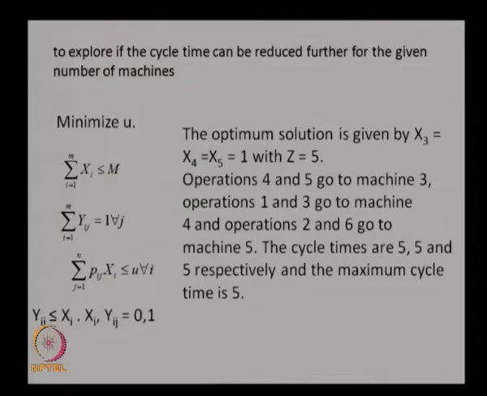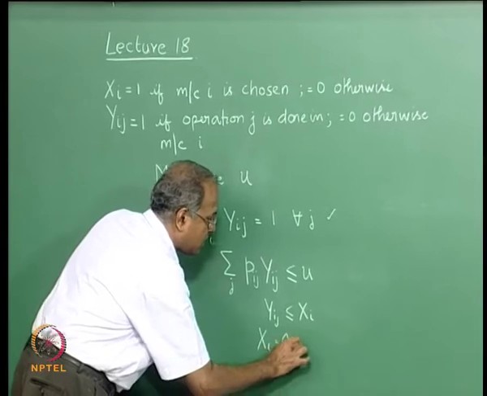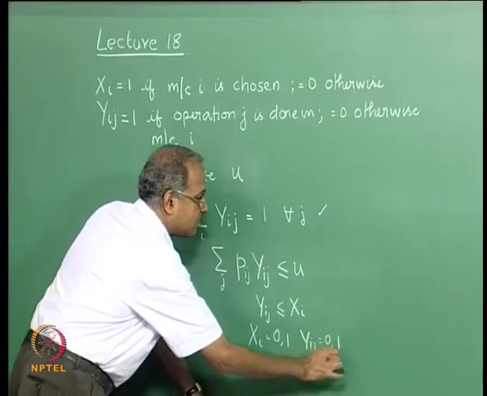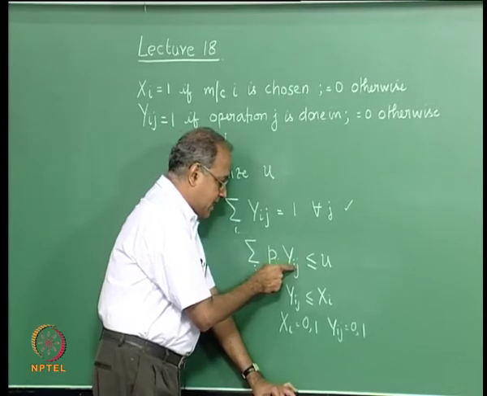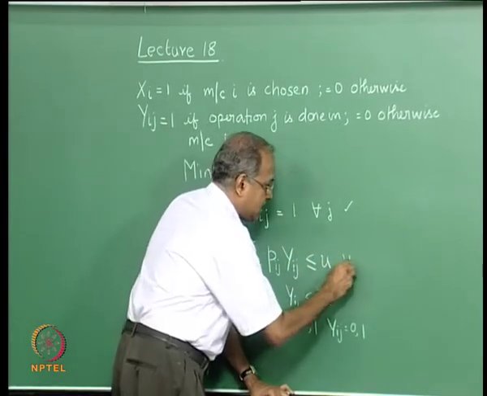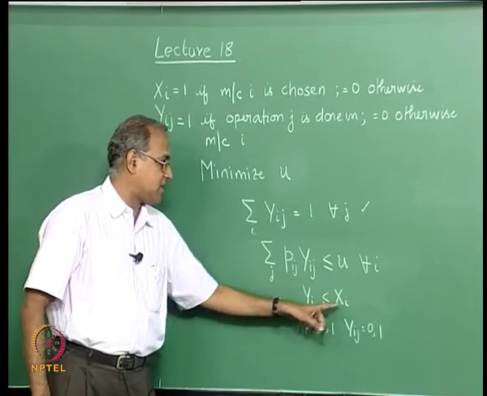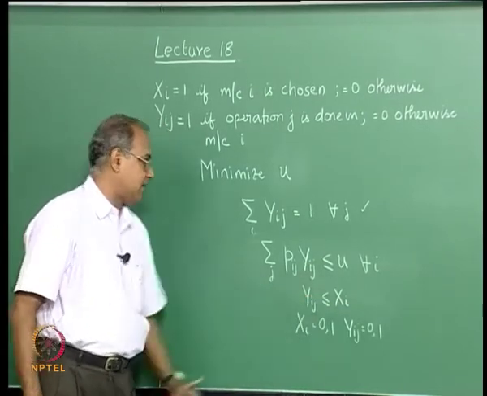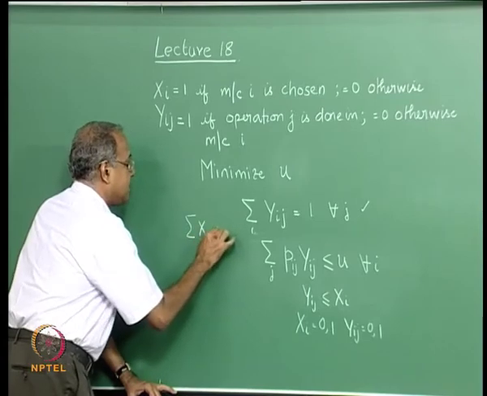So, the formulation should read: minimize u subject to sigma x I less than or equal to m, sigma y I j equal to 1, p I j y I j less than or equal to u, and y I j less than or equal to x I, with x I binary, x I equal to 0 or 1, and y I j also equal to 0 or 1. So, this is the correct formulation, which now says if y I j equal to 1, then this is the workload on each of these machines for every I, and I can assign operation j to machine I only if machine I is chosen. So, y I j less than or equal to x I, and then we also have another restriction that sigma x I is less than or equal to m.